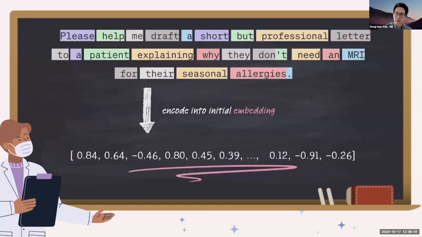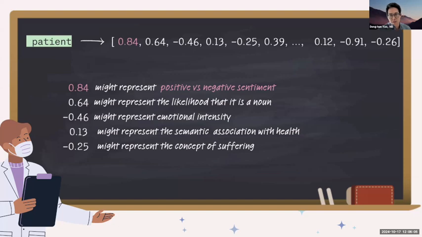And so looking back again at the sample embedding for the word patient, if we look at each of these numbers, they range from -1 to 1. 0.84 might represent positive versus negative sentiment. 0.64 might represent the likelihood that this word is a noun. -4.6 might represent emotional intensity, and so on and so forth. And so in this way, a huge amount of these numbers in the embedding represent the detailed and complex semantic meanings of a word in a way that we humans might not be able to understand.